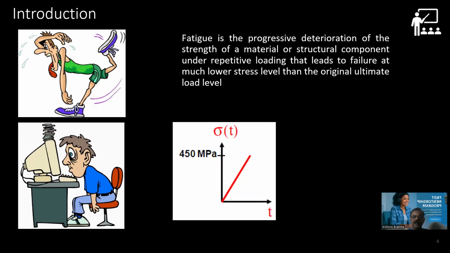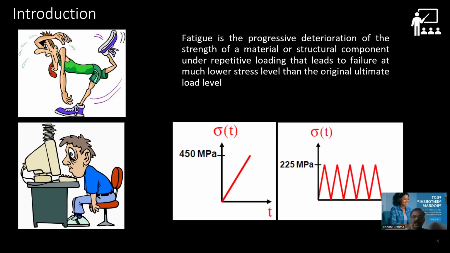To understand better, if a specimen is subjected to tensile stress, with 450 megapascal as the ultimate strength where the failure takes place, but if the load is applied repeatedly at 50% of the ultimate strength, it will take millions of cycles to fail.